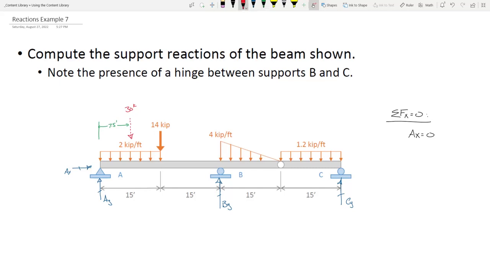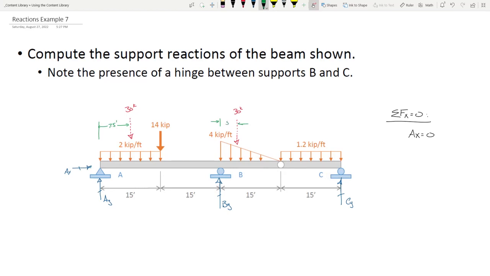Okay. What about this triangular load? I have a triangular load that's 15 feet long and goes from 0 to 4 kips per foot. So 4 times 15 over 2. Don't forget it's a triangular load, so we need to divide by 2. It collapses into a load of, I believe again, 30 kips, right? And then this dimension here is what?